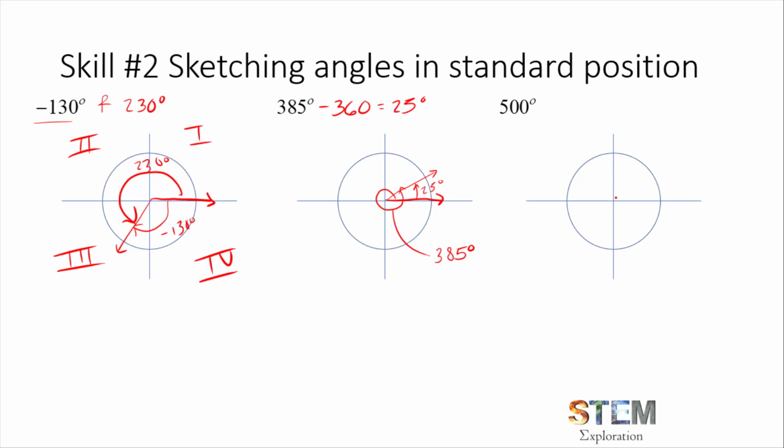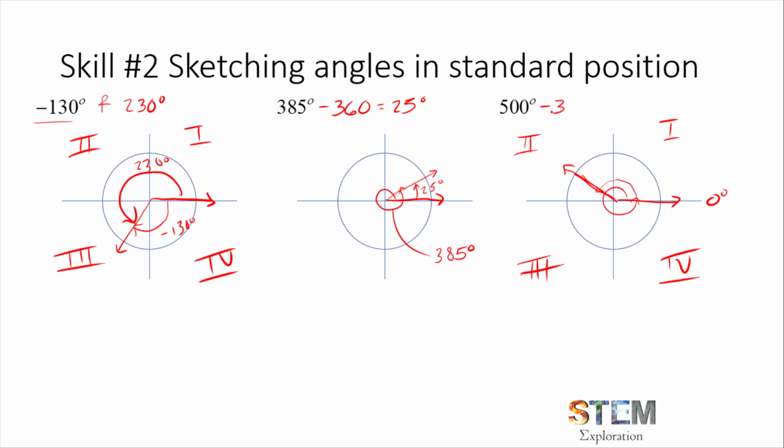We'll do the same thing at 500 here. Remember that you start with your initial side going in this direction, just like this at the 0 degree mark. You know, and then you have 1, 2, 3, 4 in terms of your angle measures here. And now we're going to go 360. All right, and we would have 140 left. So we'll go 90 plus 50. And you would get something sort of like this as your angle for 500 degrees.